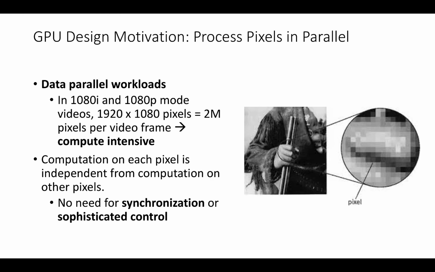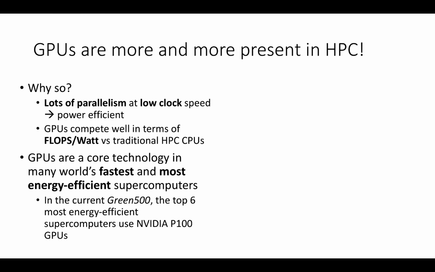Many image processing problems are characterized by pixel calculations that are independent of other pixel calculations. For this reason, these calculations can be easily done in parallel without requiring synchronization and/or sophisticated control. In summary, GPUs are good for applications that are data parallel in nature and do not require synchronization and/or sophisticated control.